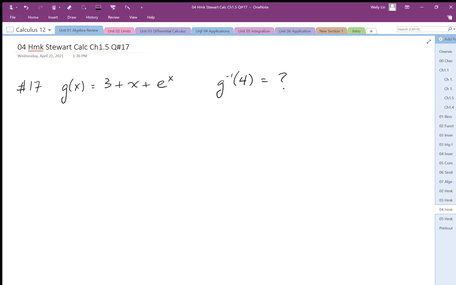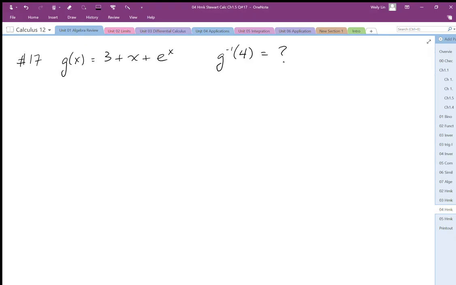Question number 17 in this calculus chapter 1.5 defines g of x as 3 plus x plus e to the x, and it asks for the inverse of g of 4, the inverse g of 4. So first of all, what's really important is that we should interpret this slightly differently and say, since it's an inverse, this really is our x and our output is going to be y.